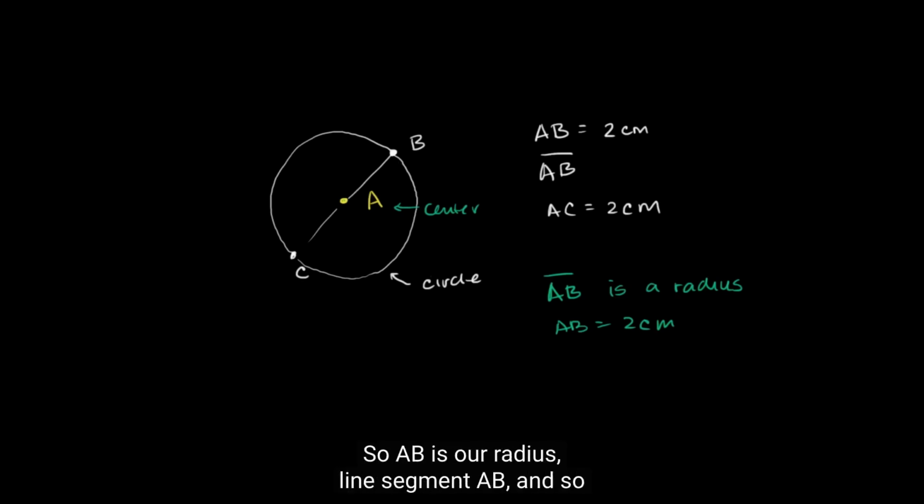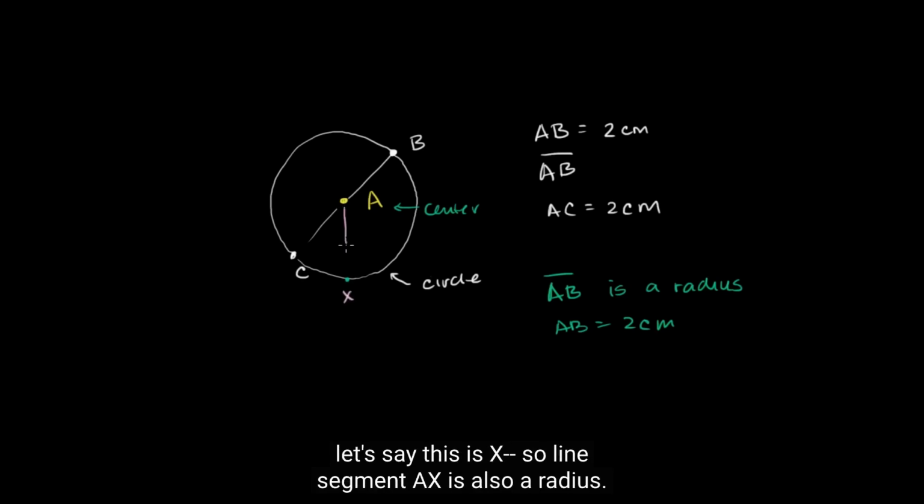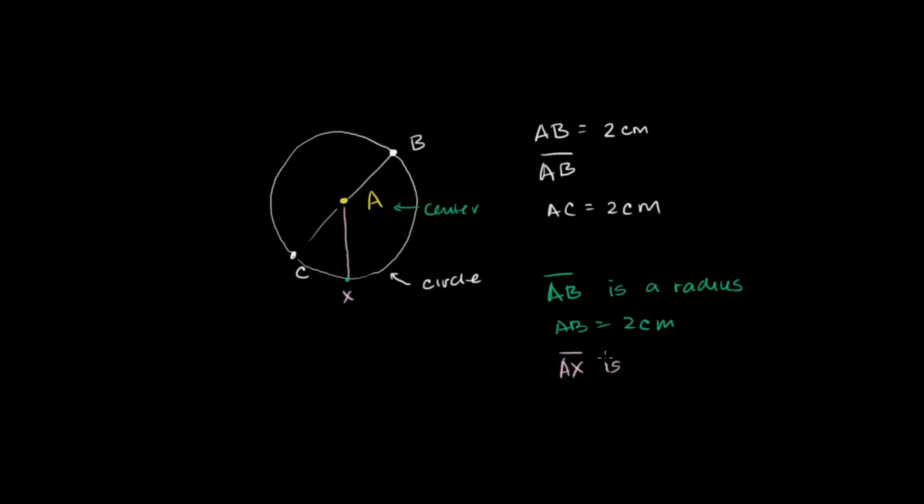So AB is a radius, line segment AB, and so is line segment, let me put another point on here. Let's say this is X. So line segment AX is also a radius.